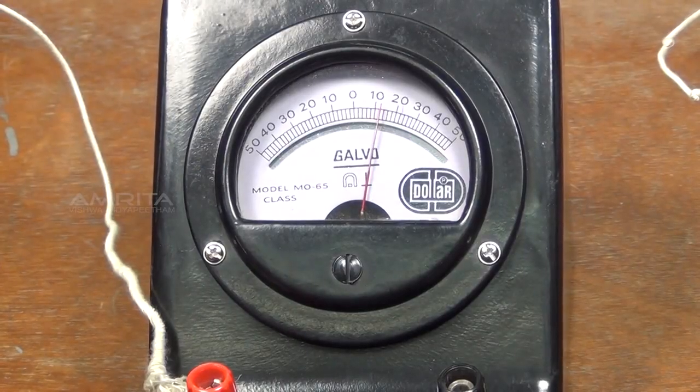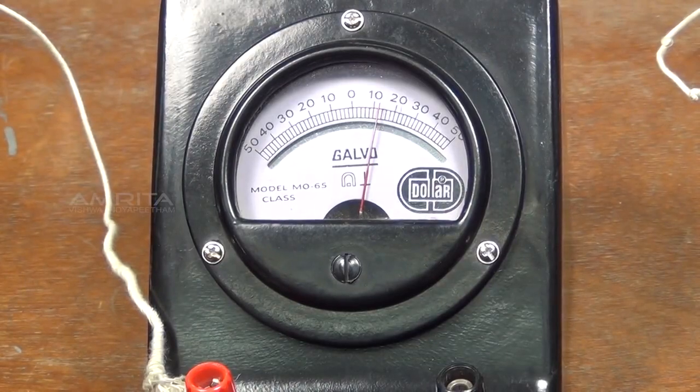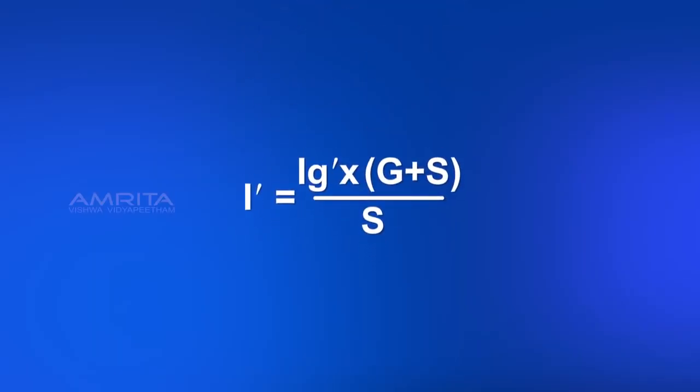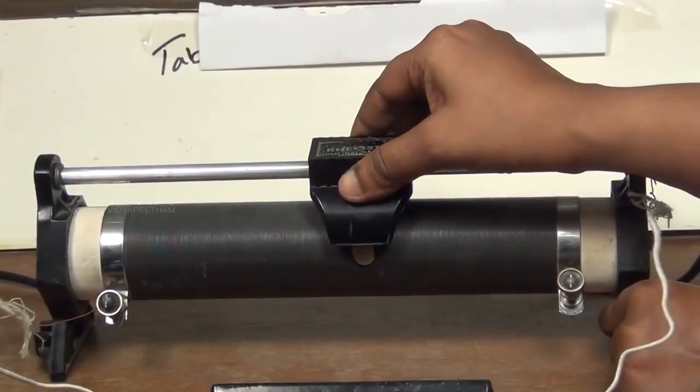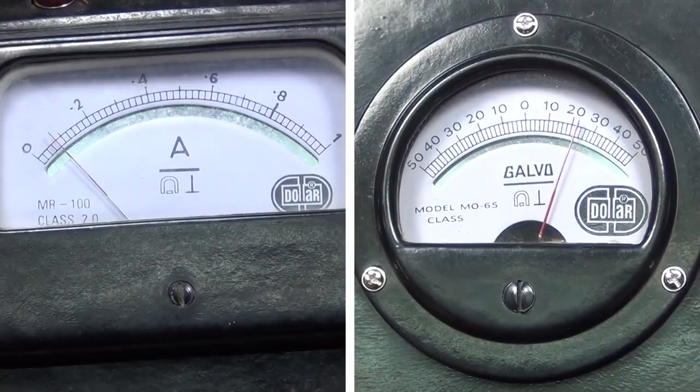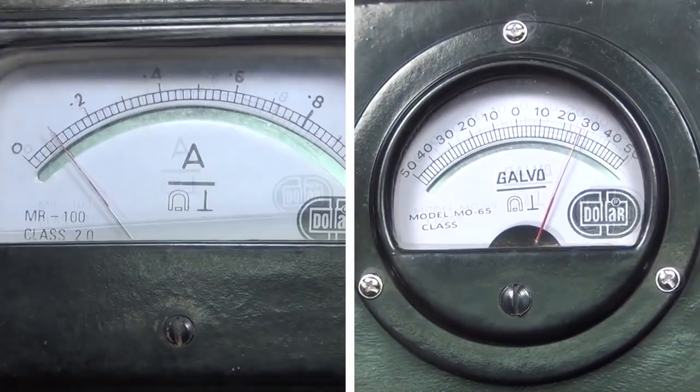Now, the current through the converted ammeter is calculated using the relation I' = Ig' × (G + S) / S. The error of the converted ammeter is calculated as I − I'. Repeat the experiment by changing the rheostat resistance.